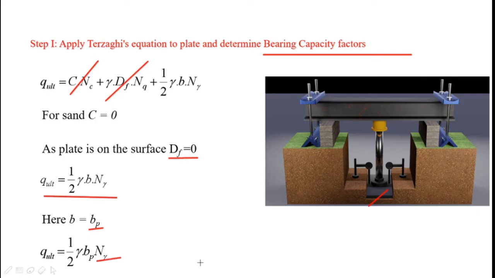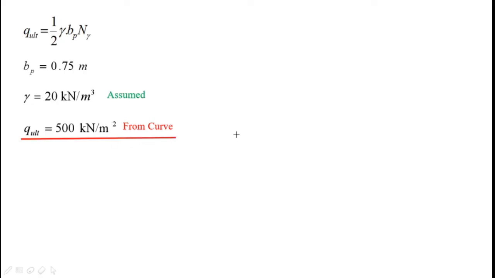So how can we do it? This is your equation. The width of the plate is given to us as 750 mm, that is 0.75 meters. Gamma is not given in this numerical, so I have just randomly assumed gamma is 20 kilonewton per meter cube. And this q ultimate is for the plate and it comes from the curve. We have seen q ultimate is nothing but the failure stress. The failure stress was 500, so your q ultimate is 500.